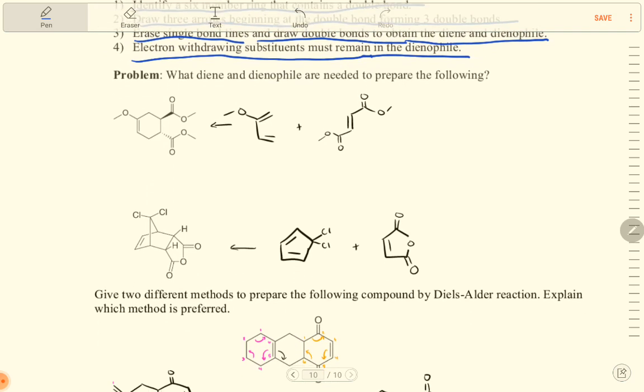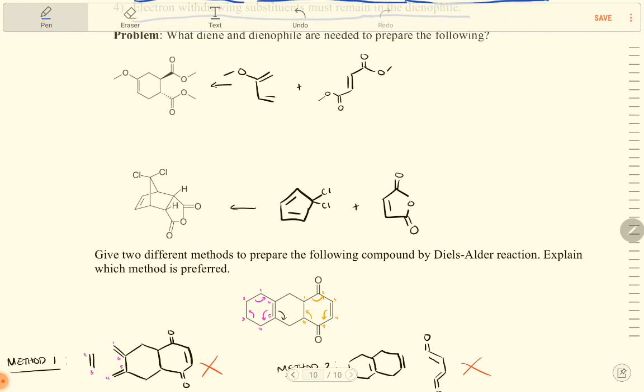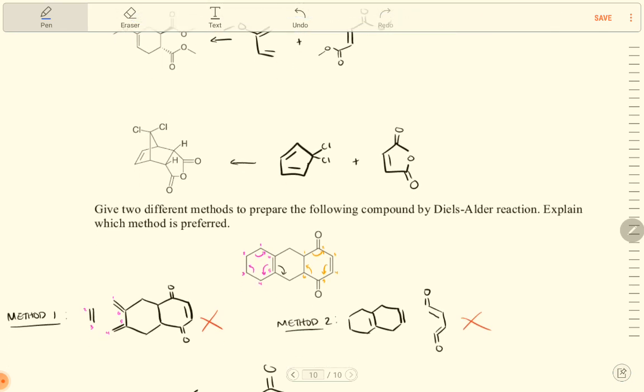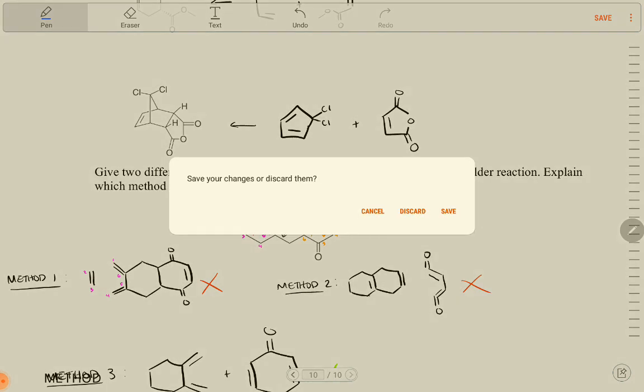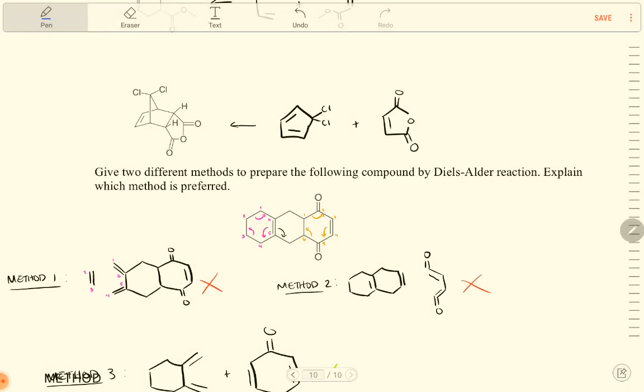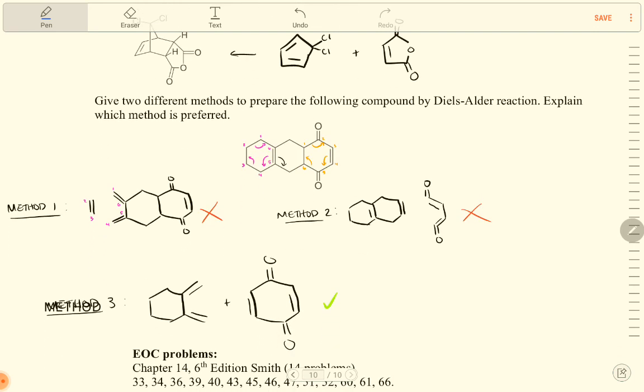I would highly suggest you pause the video and draw, so that will give you a better idea. The answer is right here. There are other examples as well. You can see. All right. So when you look at this, give 3 different methods to prepare the following compound by a Diels-Alder reaction. So method 1, method 2 and method 3.